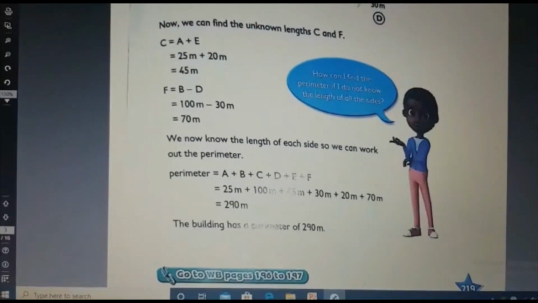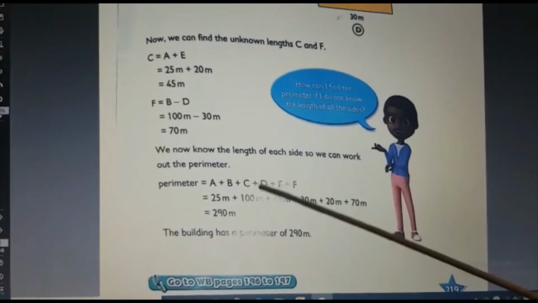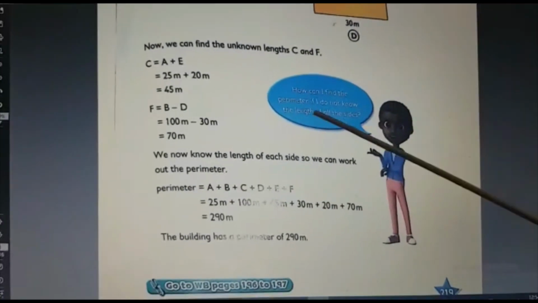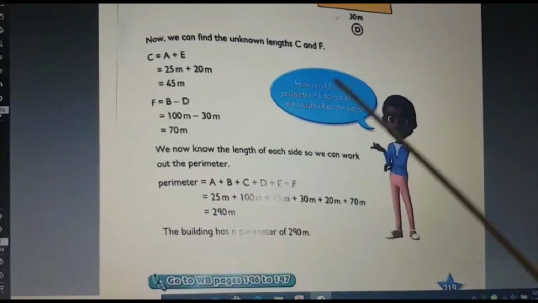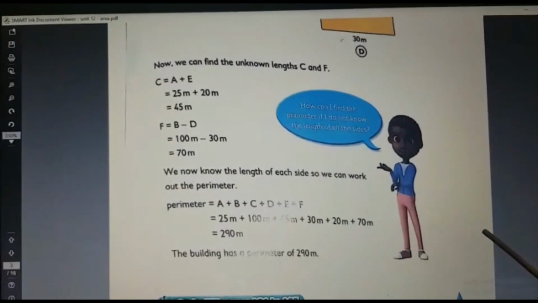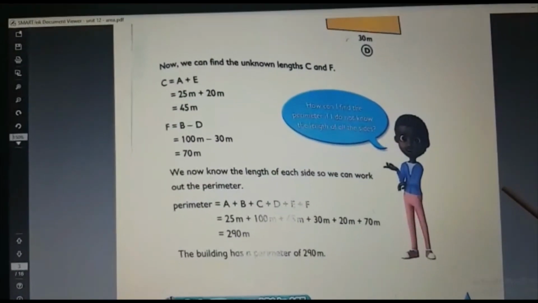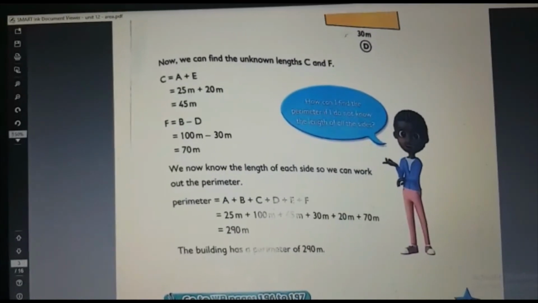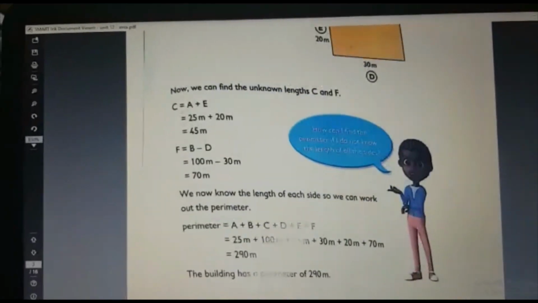We know all the sides, is it? So it is easy for us to find the perimeter. The perimeter is A plus B plus C plus D plus E plus F. Everything is given. Just substitute the values. That A is equal to 25, B is equal to 100, then 75, then 30, then 20, then 70. Okay. So total it is equal to how much? 290 meters.